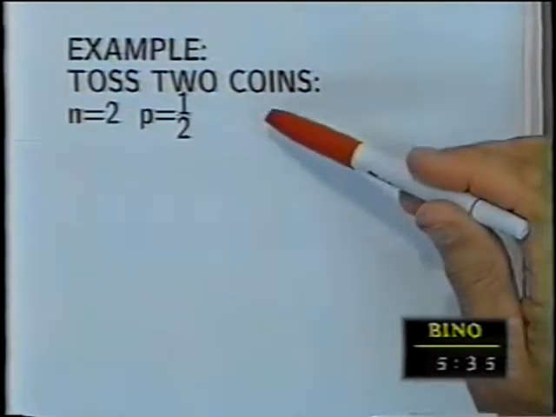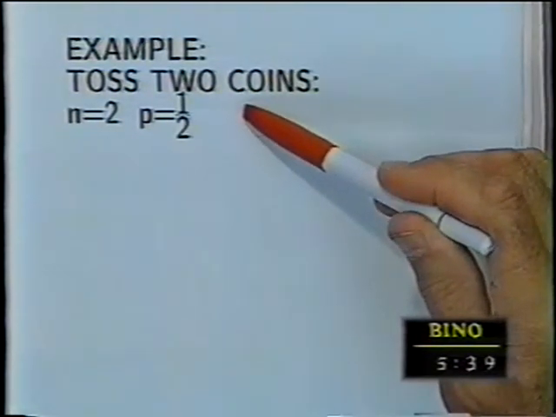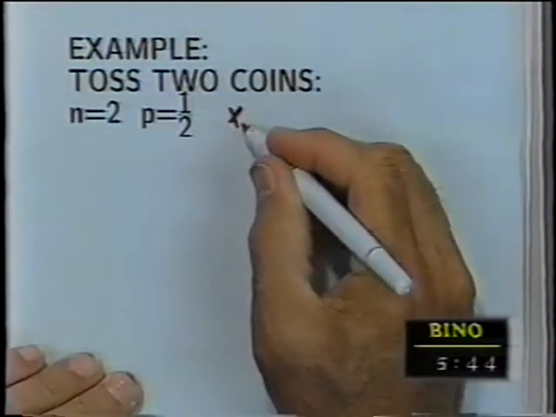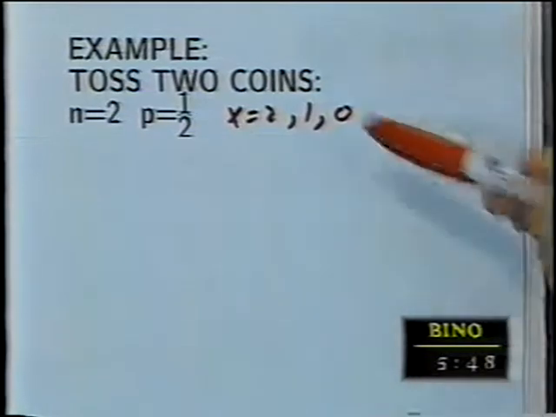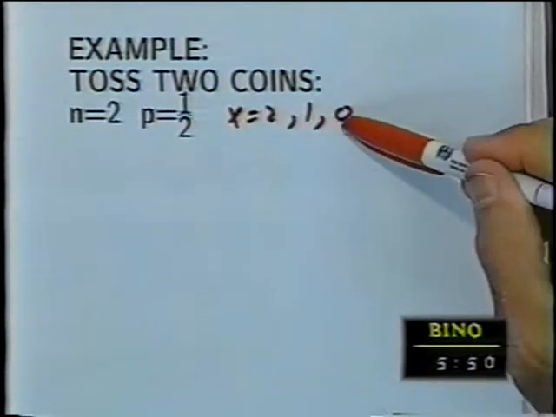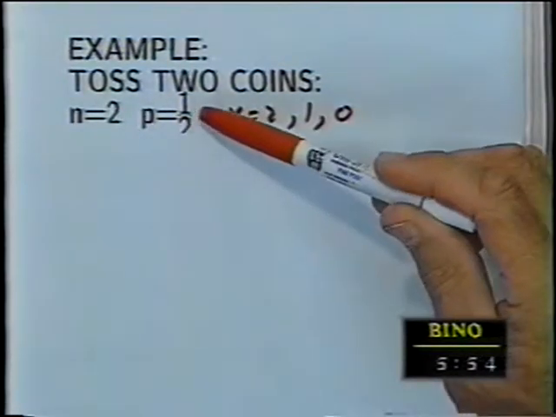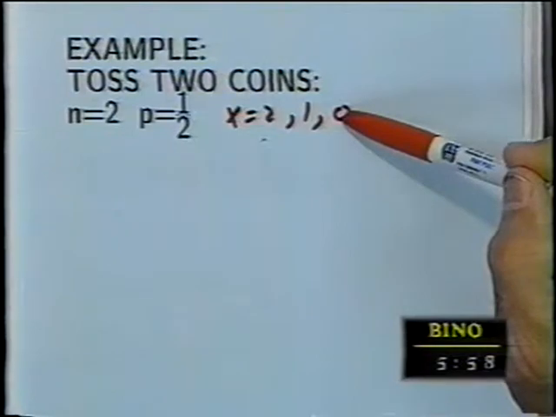The only things we can think of are 2 heads, 1 head, or no heads. Those are the possible values for x. So x can be 2 heads, x can be 1 head, x can be no heads. What is the probability that x is 2, x is 1, x is 0? What is the probability of flipping 2 heads in 2 tosses? What's the probability of flipping 1 head in 2 tosses? What's the probability of flipping no heads in 2 tosses?